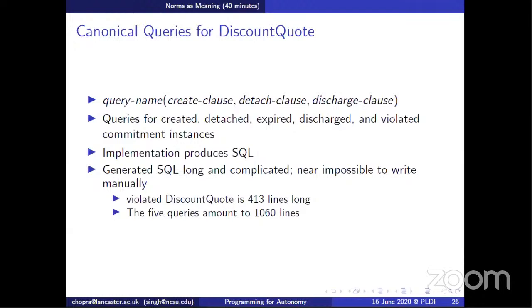So given a specification like this, you have logical queries for the states of the commitments. And the states capture the states you saw in the lifecycle earlier. There's a query that gives you the created instances of this commitment, the detached instances, expired, discharged, and violated instances for the specification shown on the earlier slide. And our implementation currently produces SQL. And the generated SQL is actually quite long and complicated, and it would be near impossible to write manually. So the violated discount quote query in SQL is 413 lines long.